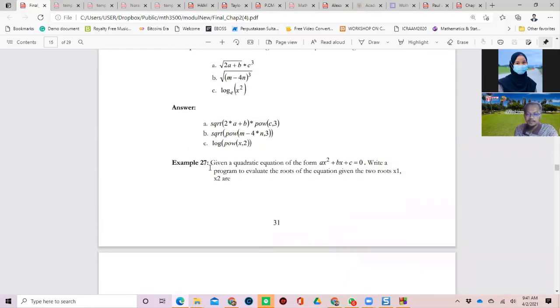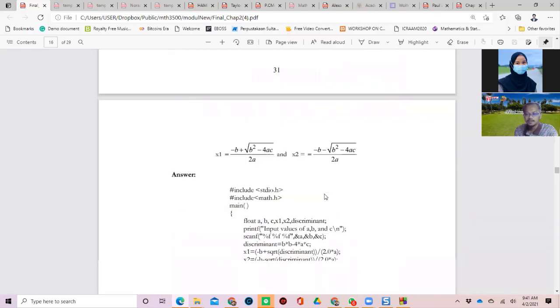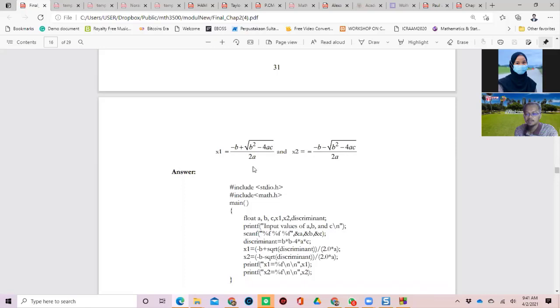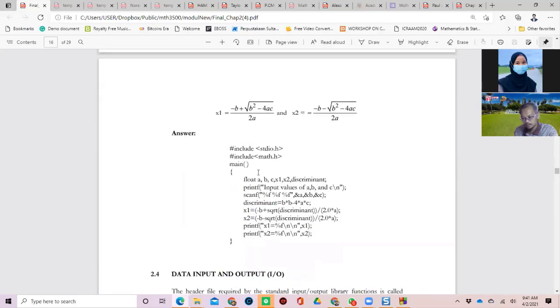Now example 27. This one is a real example involving a mathematical function, for example, finding the roots of a quadratic equation. The formula is given by this. This is the formula for the roots of quadratic equations. What we need to do here in C is to go straight to the code. Declare A, B, C, X1, X2, discriminant.